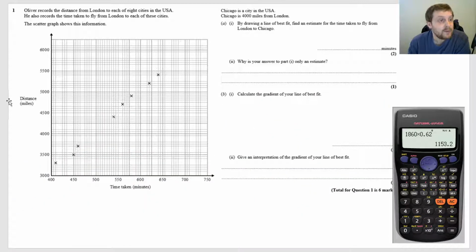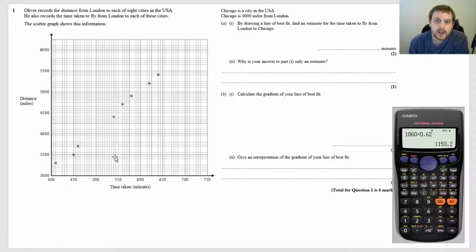Right, now for question 19 of foundation / 1 of higher. Okay. Right, Oliver records the distance from London to each of 8 cities in the USA. He also records the time taken to fly from London to each of these cities. The scatter graph shows this information. So we've got distance and time. And so if it's a short time, it seems to be for a shorter distance. And if it's a long time, it's a longer distance. Of course, that makes some sense, doesn't it?